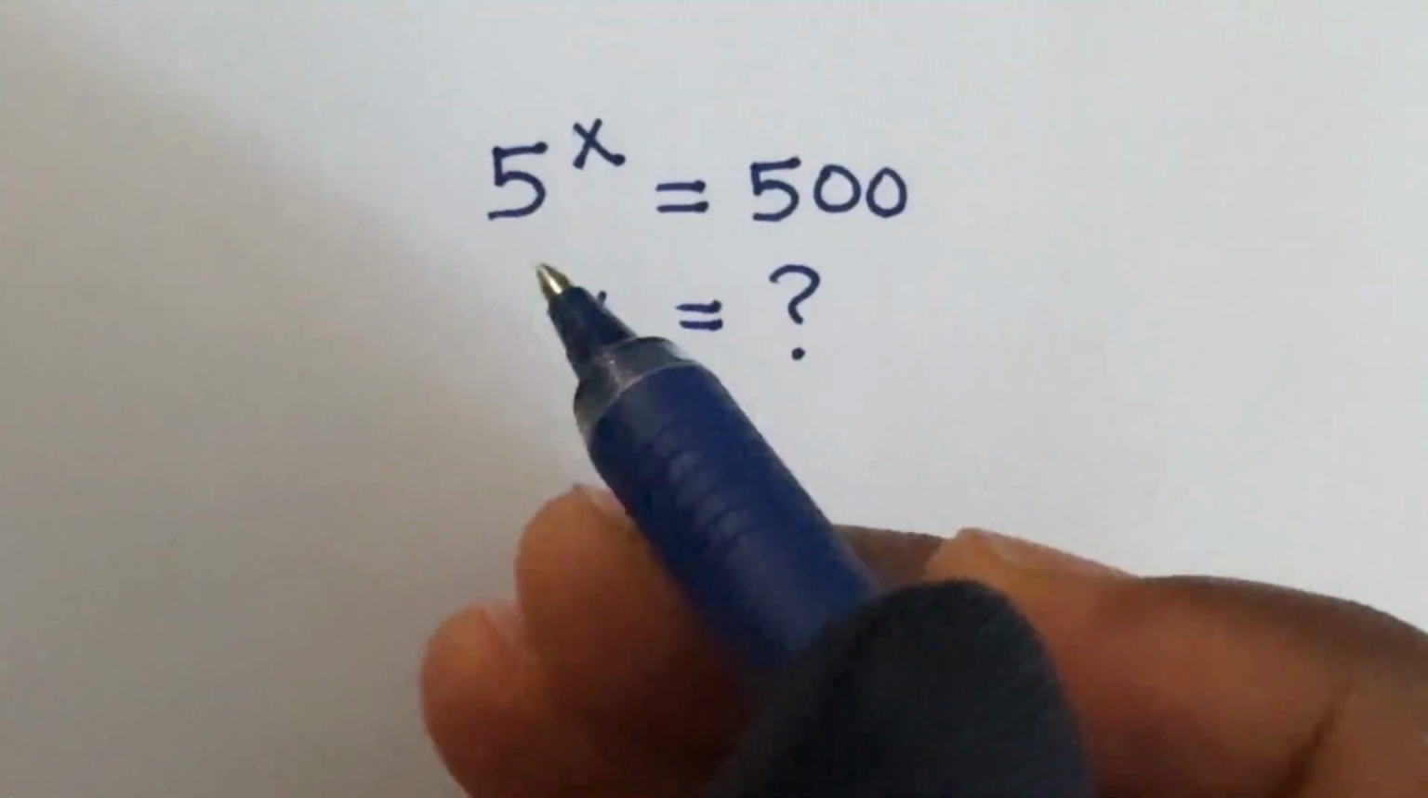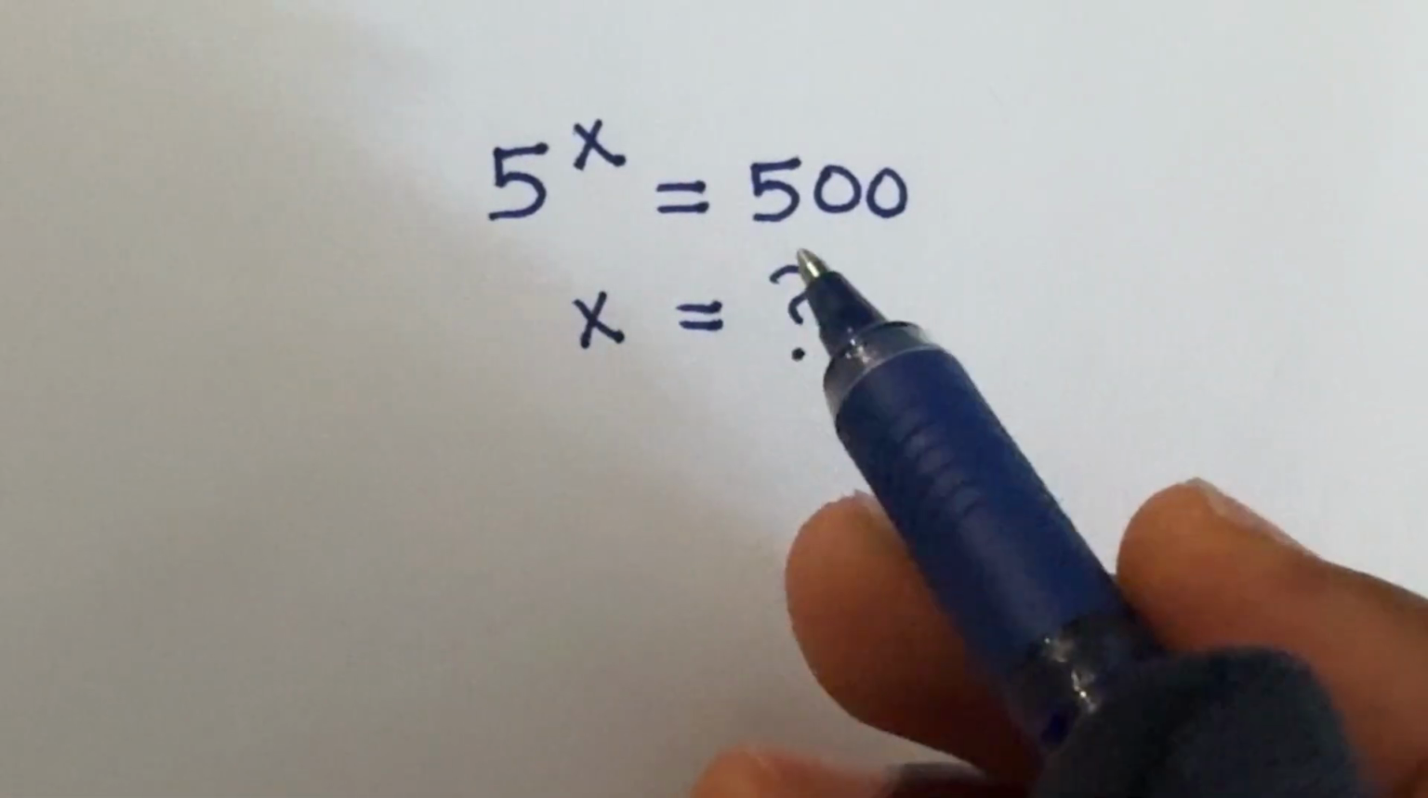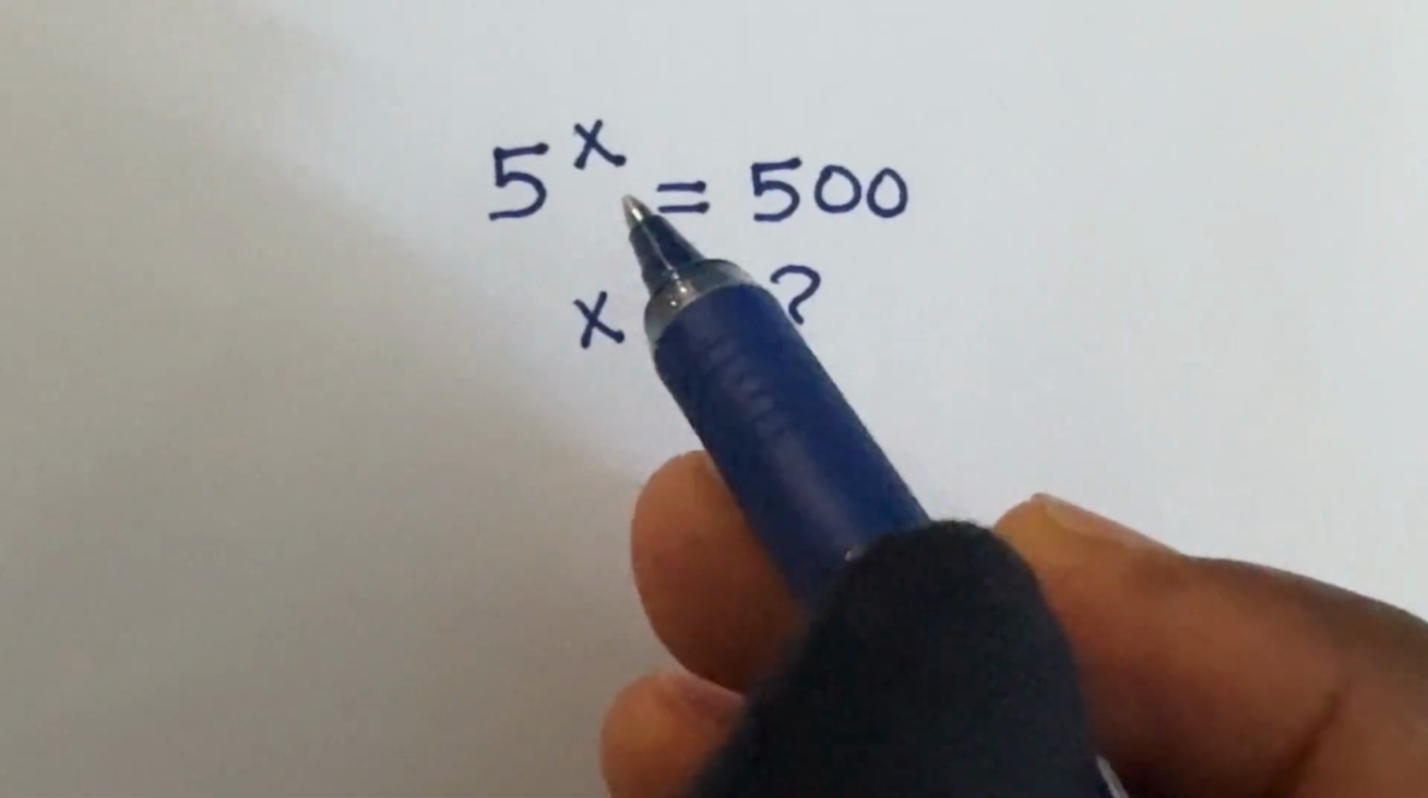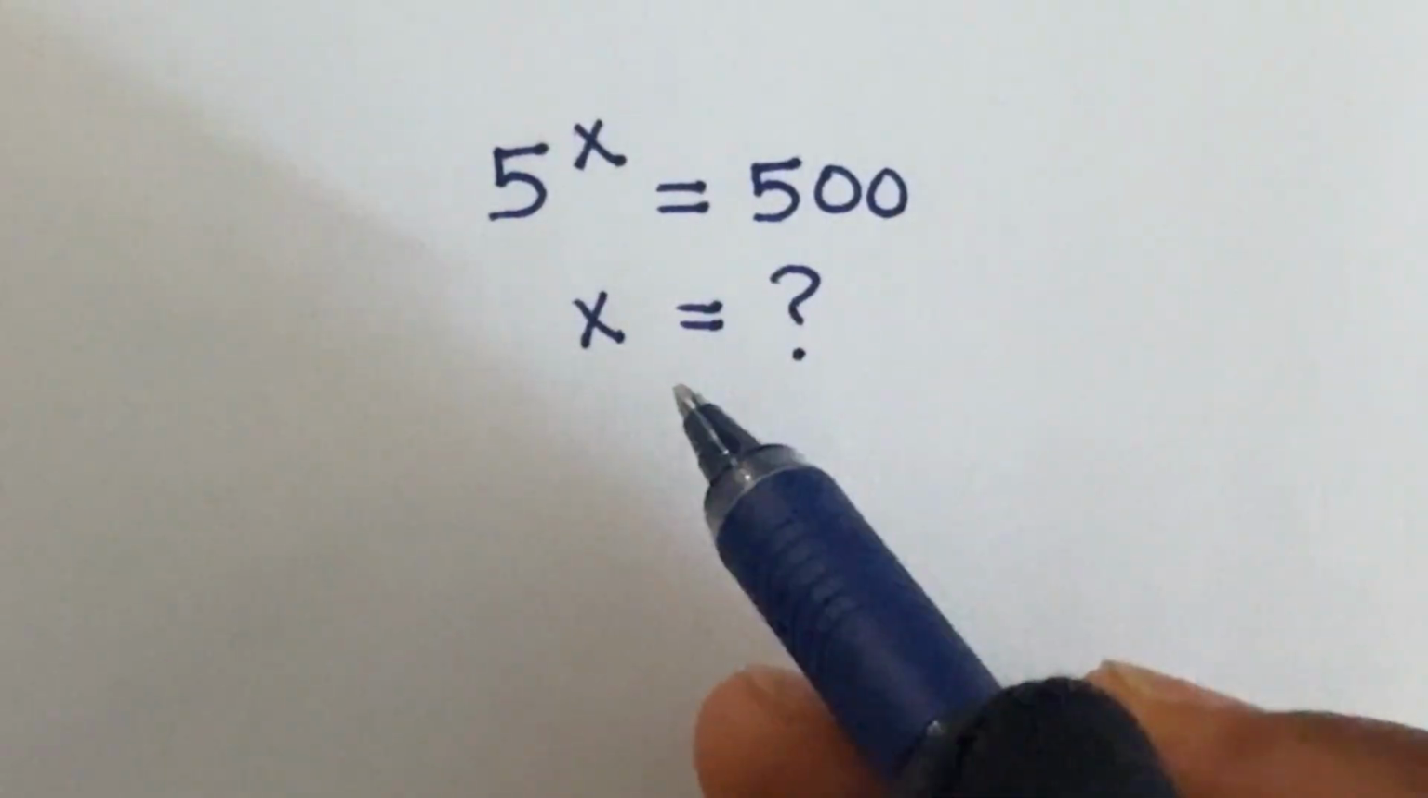Hello, let us solve for x in this exponential problem. 5 raised to power x is equal to 500. Find x.